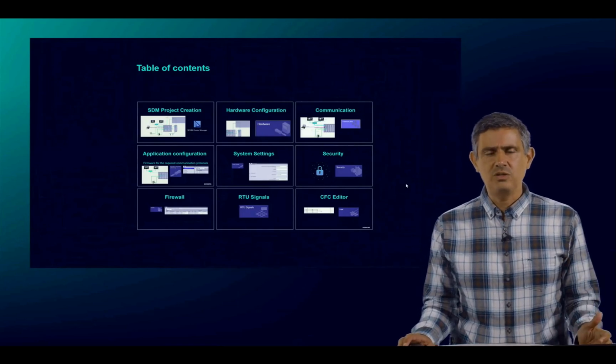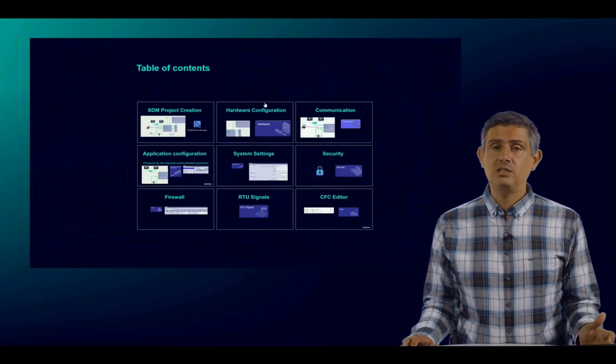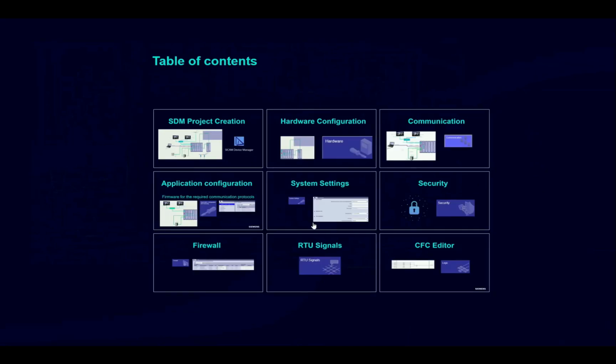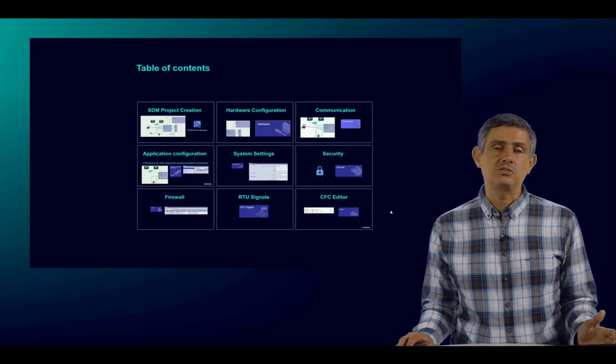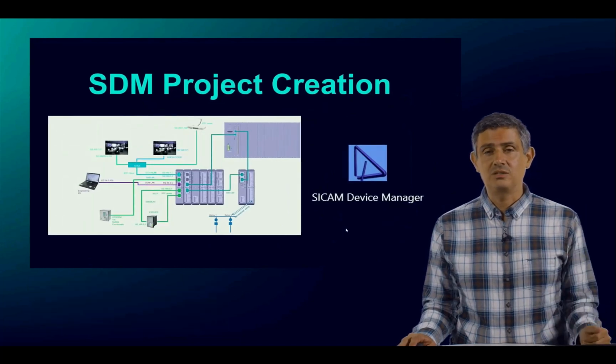Here is what I prepared today. We will see how we can create a project with the new SICAM Device Manager version 4, how you can configure the hardware of your RTU, how you can define your communication interfaces, how you can define the firmware for the communication. I will also explain some of the basic system settings that you need to take care of. I will show you where you can set some of the security features in the CP8050. I will also show you some of the features available in the firewall application. Of course, we will see what is new regarding RTU signals configuration, and also some nice new features available in the CFC editor. So let's start, and let's check out the example that we have for the implementation today.